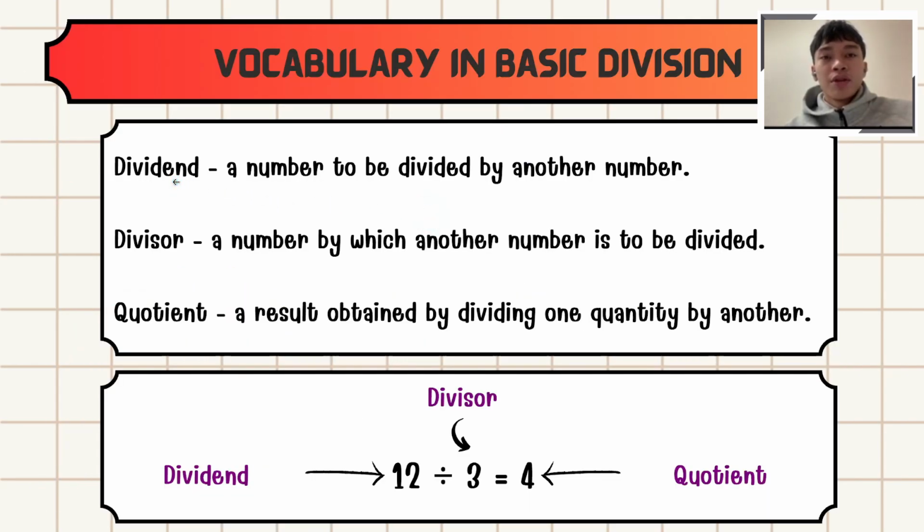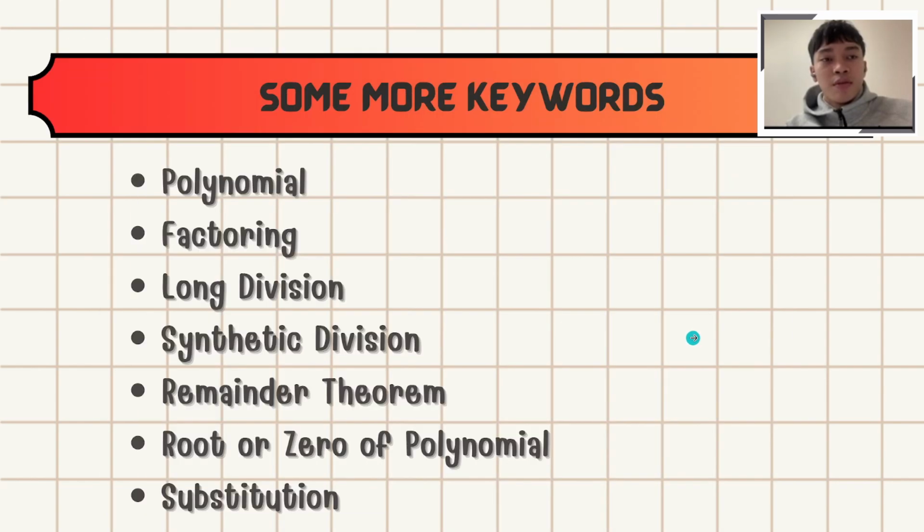Vocabulary in basic division: dividend, a number to be divided by another number. Divisor, a number by which another number is to be divided. Quotient, a result obtained by dividing one quantity by another. So here's an example: 12 divided by 3 equals 4. In this equation, 12 is the dividend, 3 is the divisor, and 4 is the quotient.